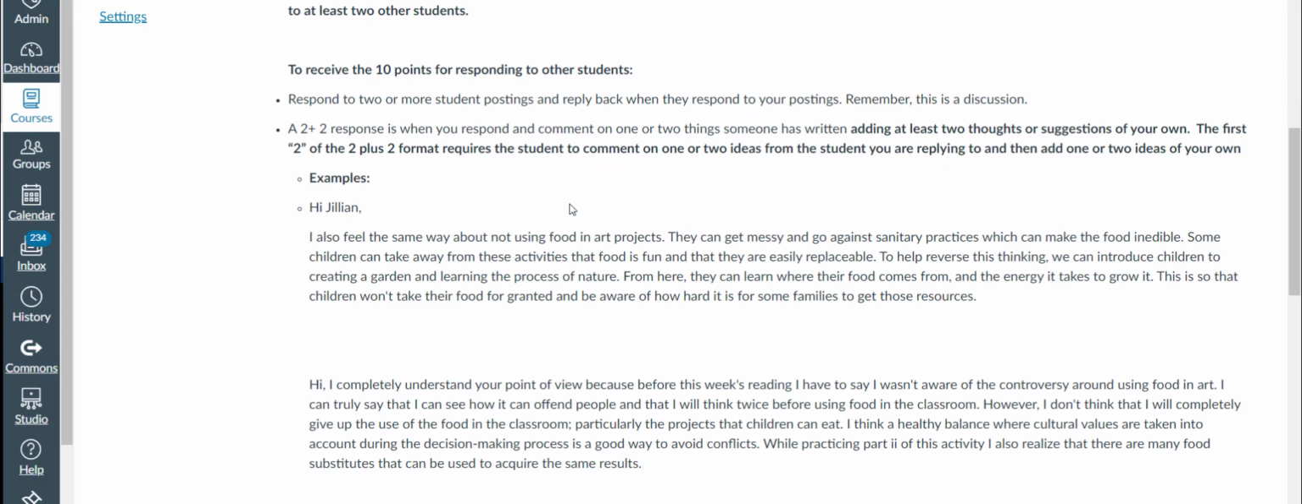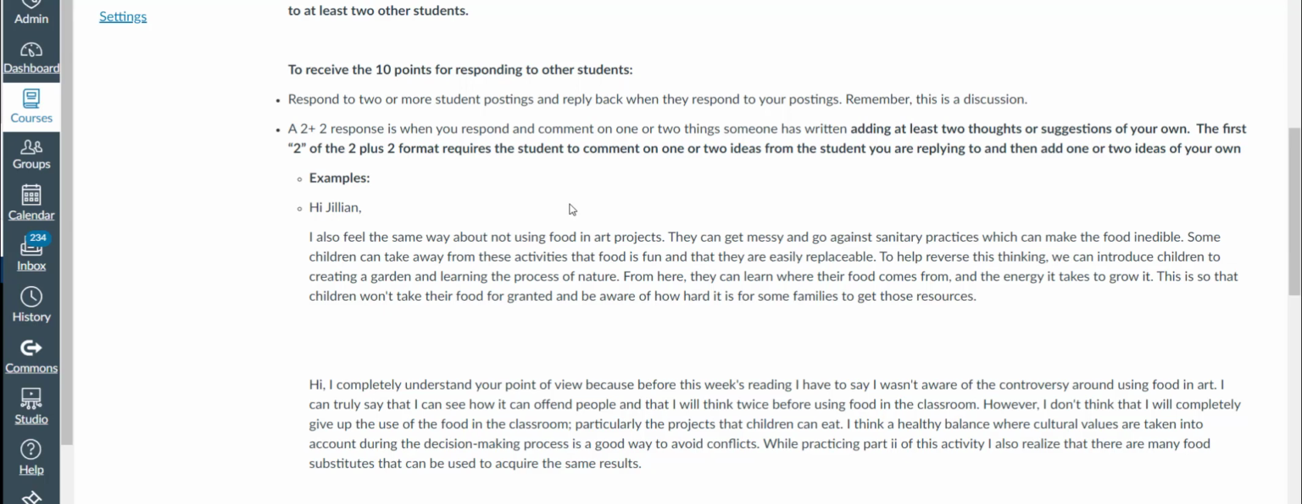So the first 10 points is you. The second 10 points is you responding to other students, right? Again, discussion. But it's really important that you respond to other students in the correct manner. We're calling this the 2+2 response. What you do is you respond and comment on one or two things someone has written, adding at least 2 thoughts or suggestions of your own. The first 2 of the 2+2 format requires the student to comment on 1 or 2 ideas from the student you read, and then add 1 or 2 ideas of your own.